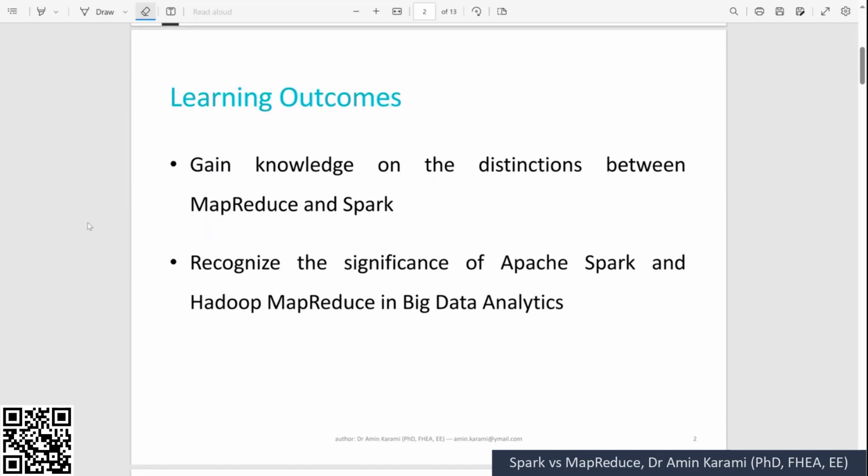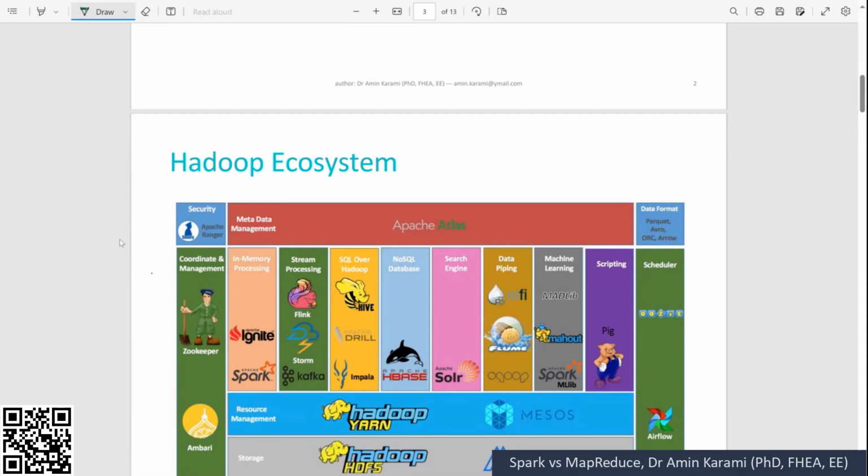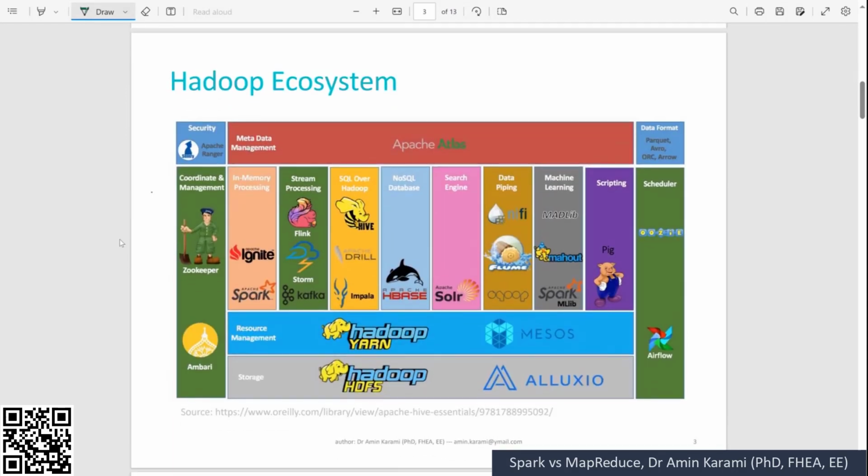So we want to discuss the distinction between MapReduce and Spark, and then recognize the significance of Spark and Hadoop MapReduce in big data analytics, to see what we really need to take into consideration.